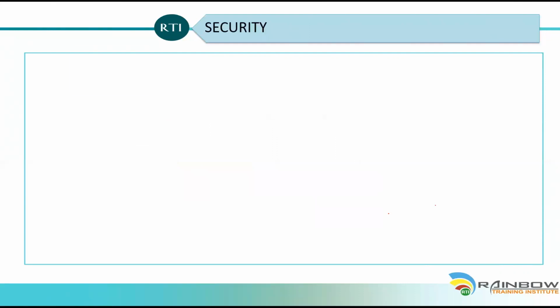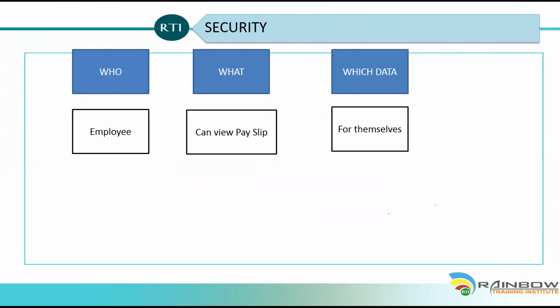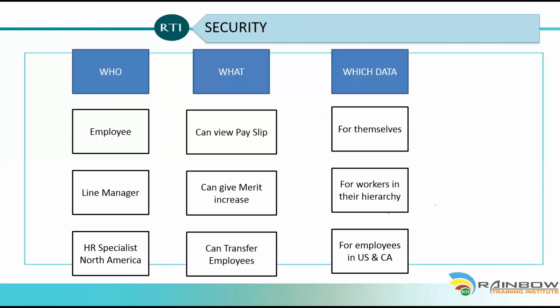Fusion application security covers who should have access, what they should see, and which data they should see. For example, an employee can view the payslip for themselves. A line manager can give merit increases, salary hikes, only to workers in their hierarchy, but cannot give them to workers in a different hierarchy. Similarly, an HR specialist of North America can transfer employees for the US and Canada only, not any employee outside of the US and Canada. So: who, what, and which data.